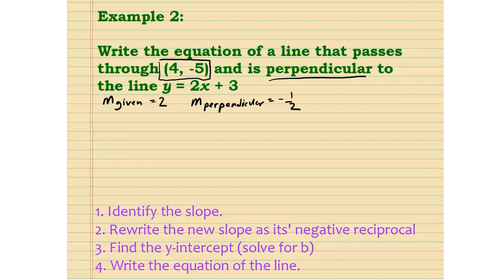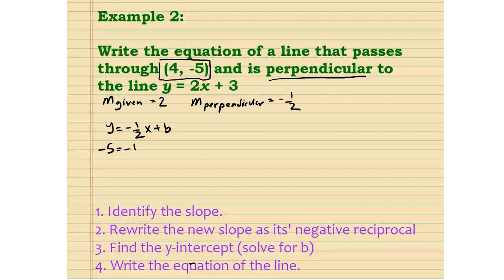Here is the slope intercept form. Y is equal to -1/2 x plus b. The equation is written halfway. Now we will use the given point in this equation and find the b value. Then we can complete our equation.